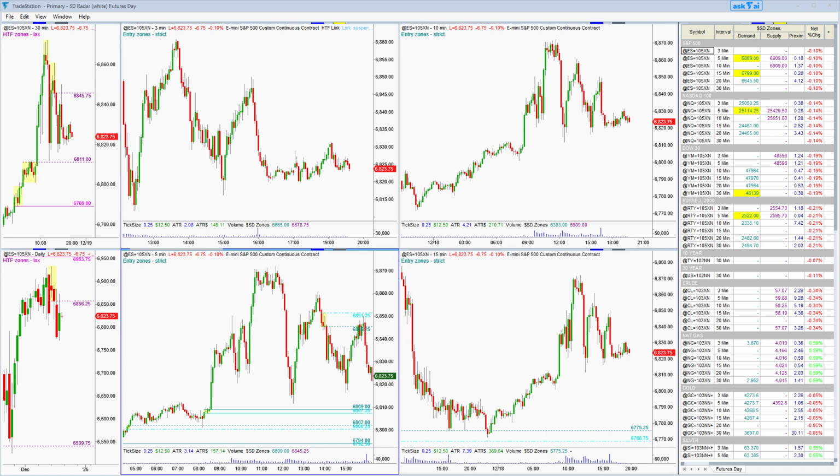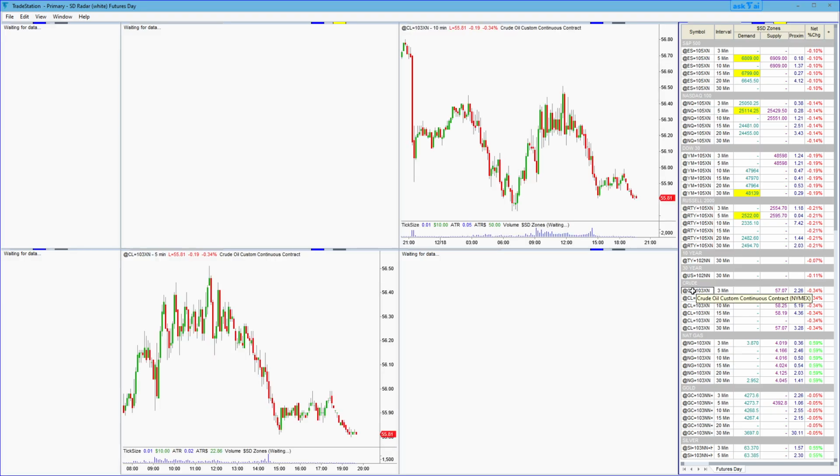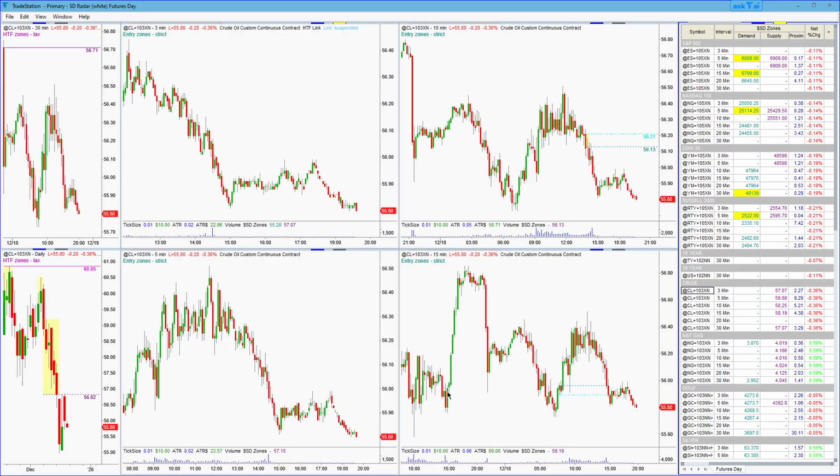The next good trade this morning was this oil trade on the 15-minute chart. Let me show you that. We'll click on oil here. That'll take us to oil. All of these charts change to oil.